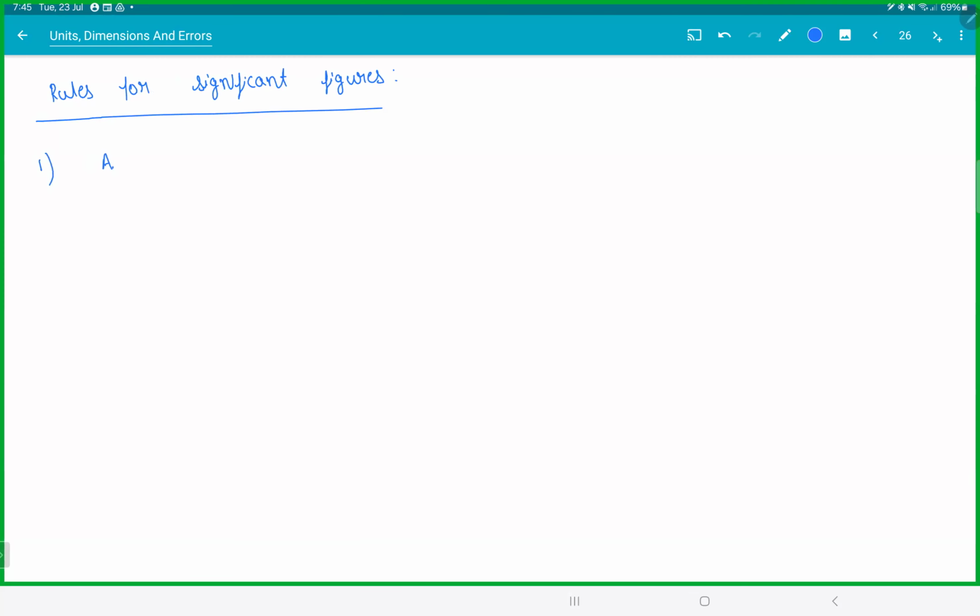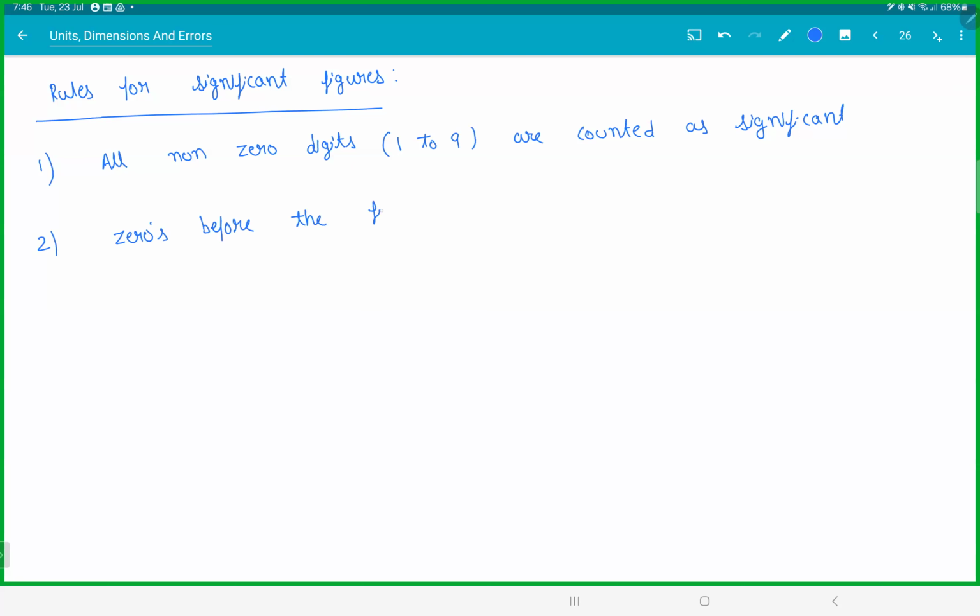The first one: all non-zero digits, that is 1 to 9, are counted as significant. Second, zeros before the first non-zero digit are not counted.